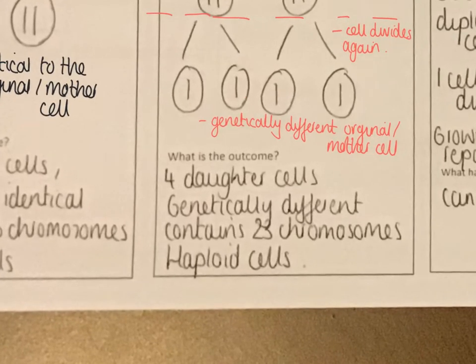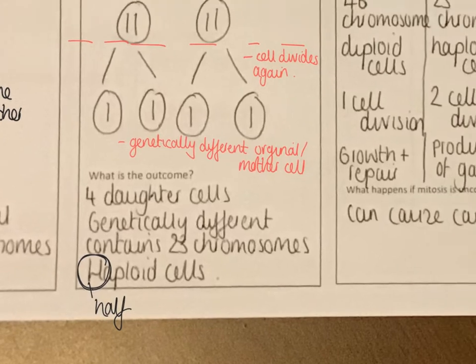They're genetically different, as we have said. They would contain 23 chromosomes if they were in human, and they are haploid cells. Nice and easy to remember that haploid means half the number of chromosomes. So that would be 2 down to 1, 46 to 23, etc.